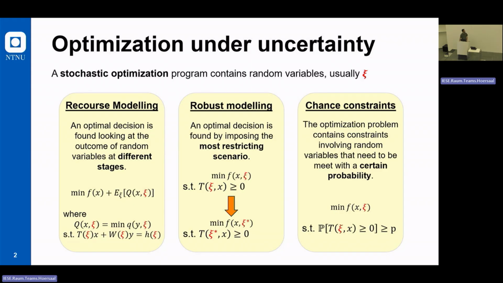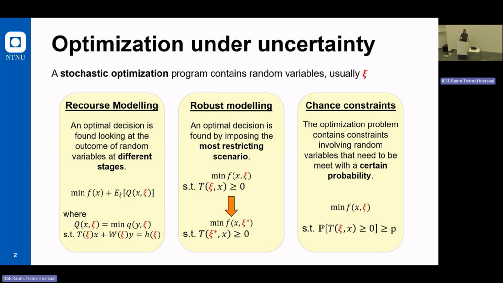There are three different approaches that one can use to solve these kinds of problems. One of them is what we call recourse modeling. In this approach, we split the optimization problem into different stages, and at every stage, two things happen. First, we optimize a certain set of decision variables, which we call y, and then the random variable collapses into one of the possible values it can get, and then we do a second stage decision of a second set of decision variables, which we call x.